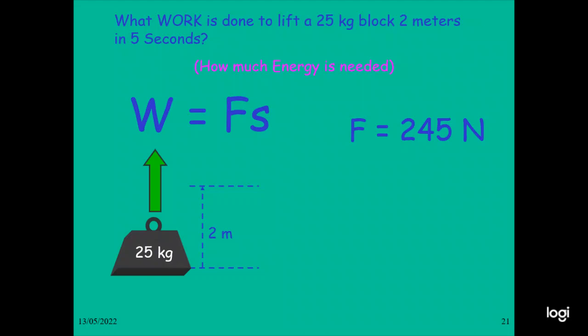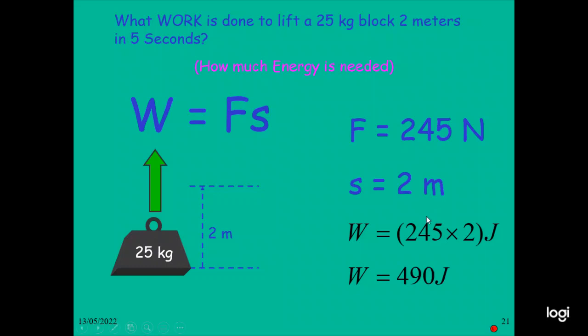Work equals force times distance. So force is 245 Newton, we already know. And distance is how far you are lifting, the 2 meter. So S is 2 meter. So W equals 245 times 2. You get 490 joules.